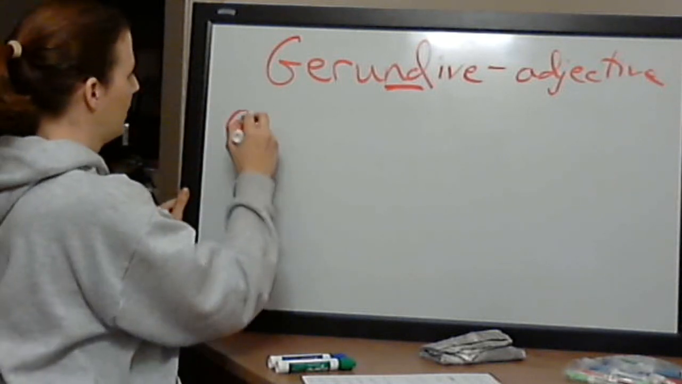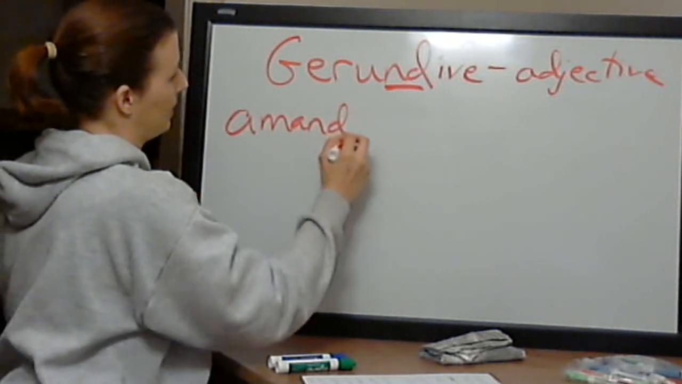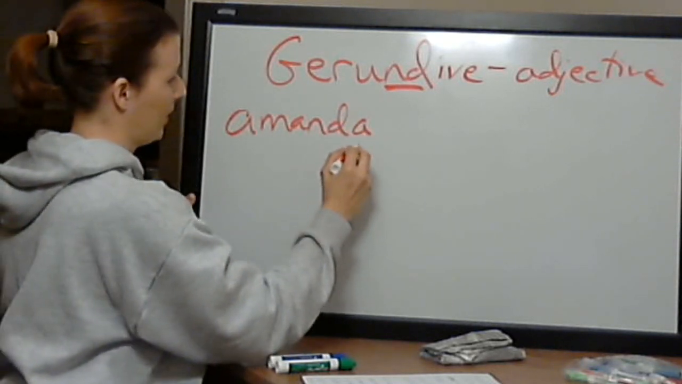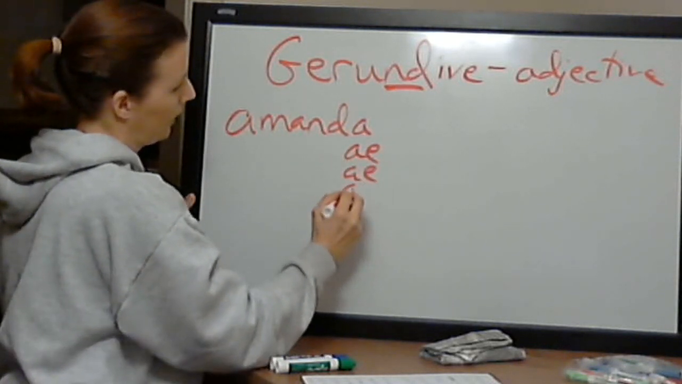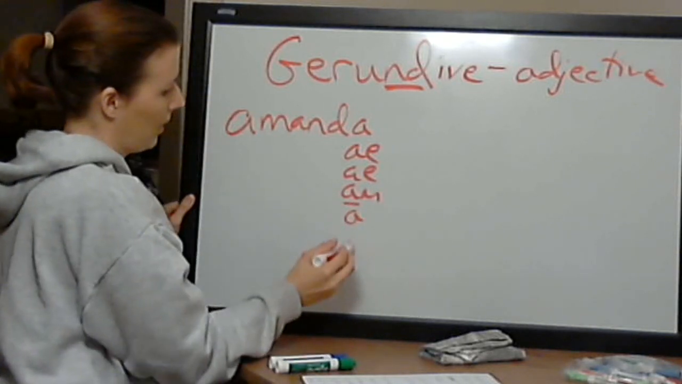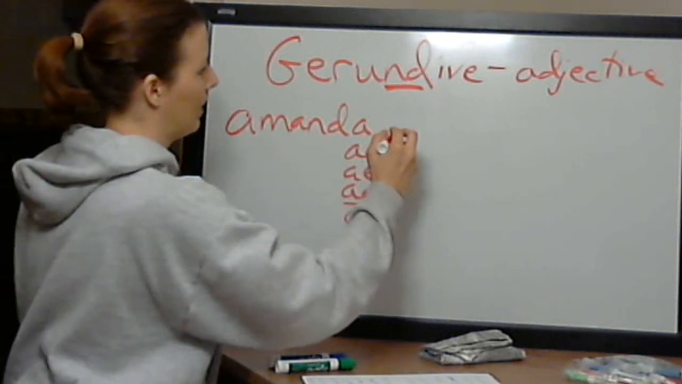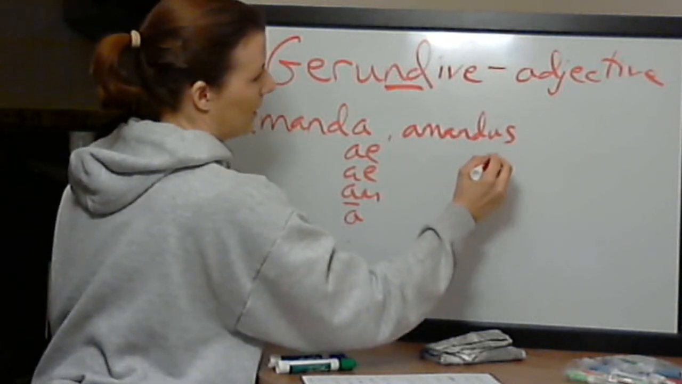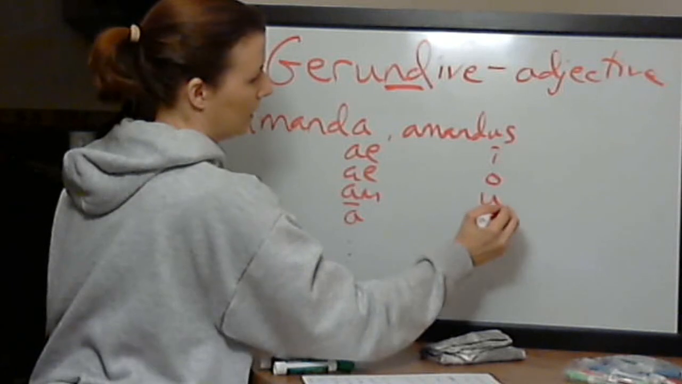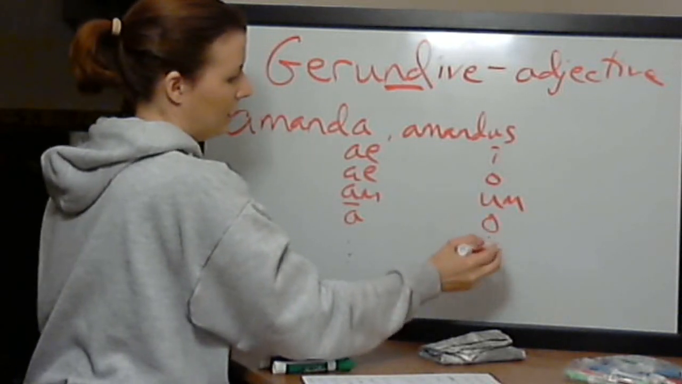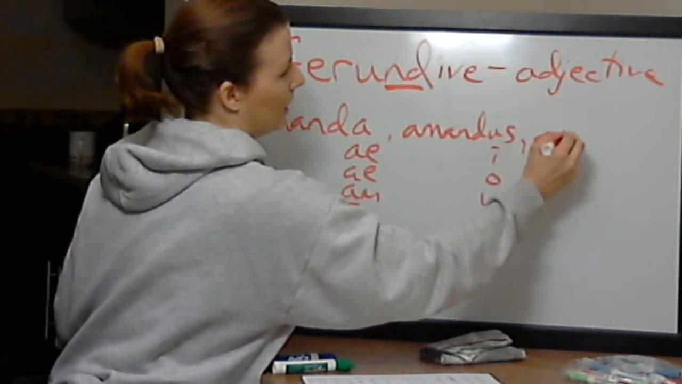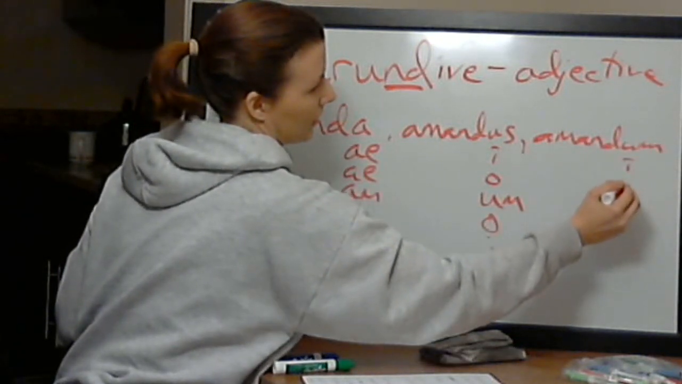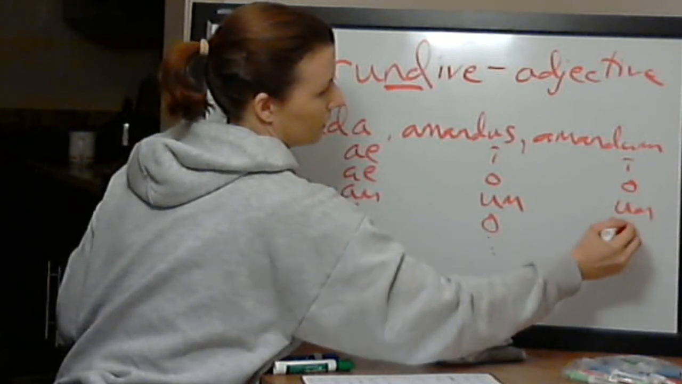So if we have that stem from loving there, you can have amanda, and you can go ahead and have your long A, all the way down to the plural sort of forms. You can have amandus, and have your second declension sort of masculine endings. And you can also have amandum, neuter sort of endings. And again, second declension, neuter sort of endings.